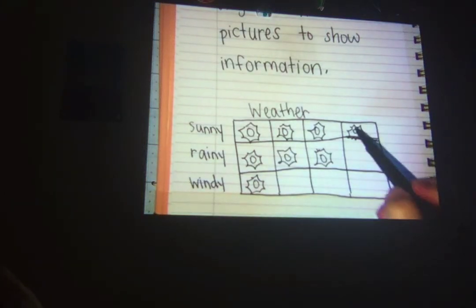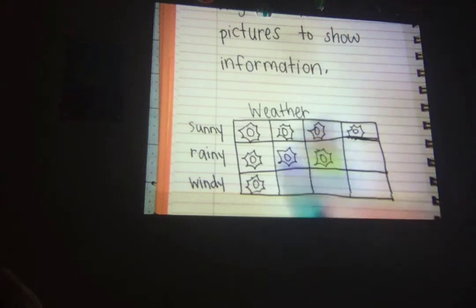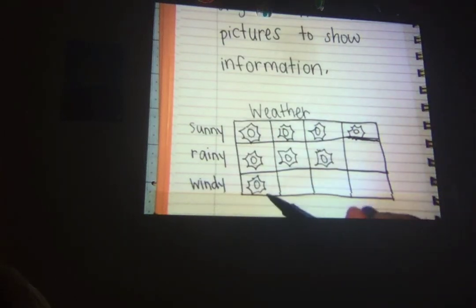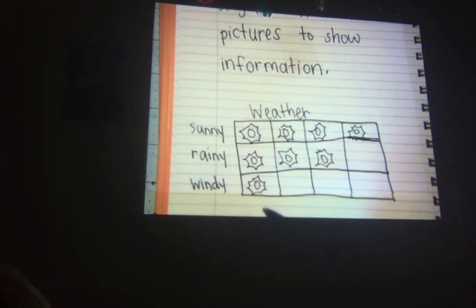So now that you have this picture graph, it actually gives me a lot of information. For example, if I asked you how many rainy days there were last month, you could tell me, okay, here's rainy, 1, 2, 3. There were 3 rainy days last month. If I asked you how many windy days there were last month, you could say, oh, just 1. If I asked you how many sunny and windy days there were together, you could say, okay, 1, 2, 3, 4 sunny days, 1 windy day, 1 and 4 make 5. There were 5 sunny and windy days.